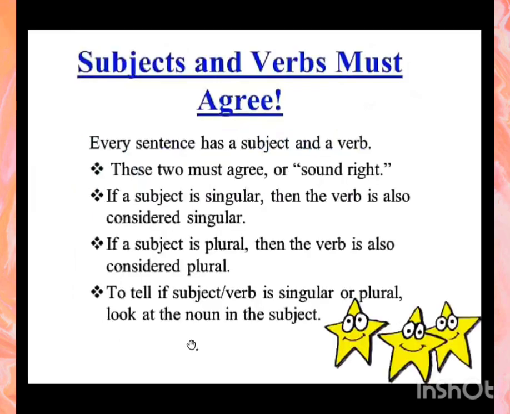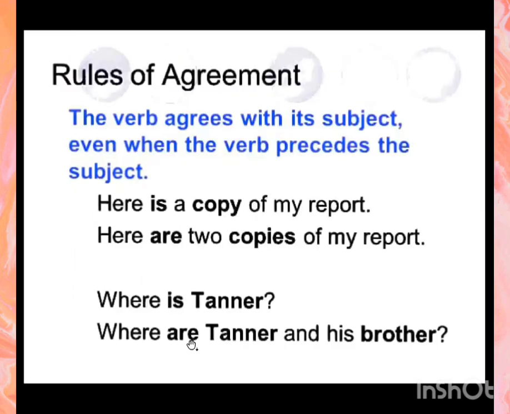Few more rules with examples are here. The verb agrees with its subject even when the verb precedes the subject. Here is a copy of my report. Here are two copies of my report. So is a copy, are two copies. This is something to be noted. Is singular, copy, singular. Are plural, copies is also plural.